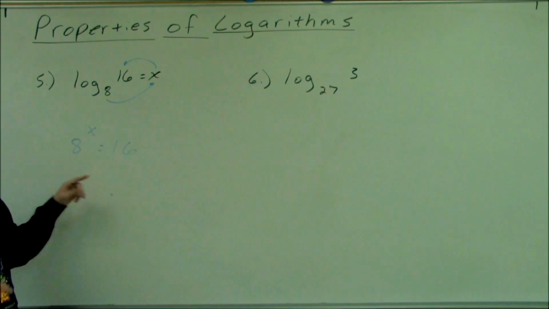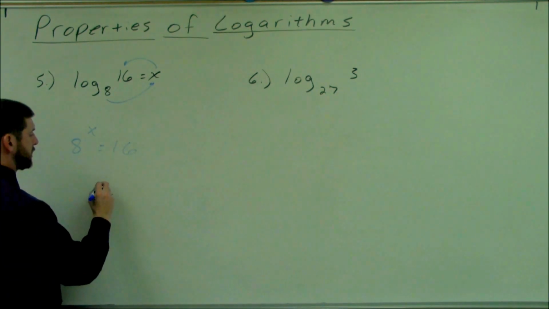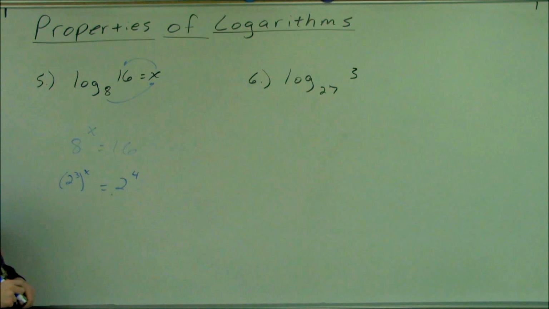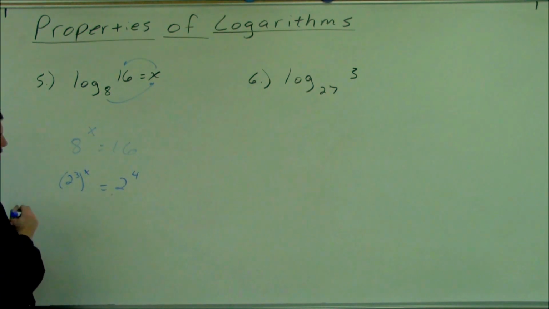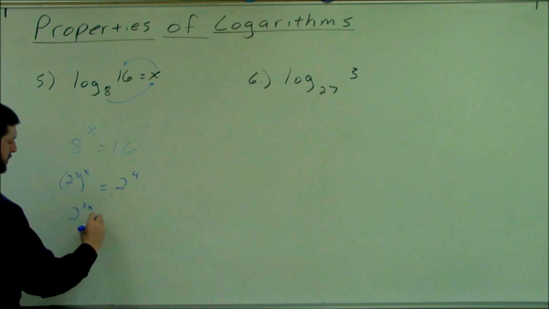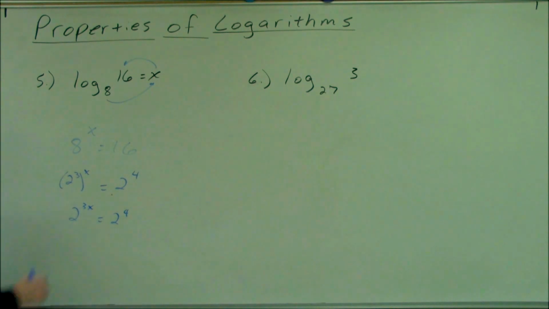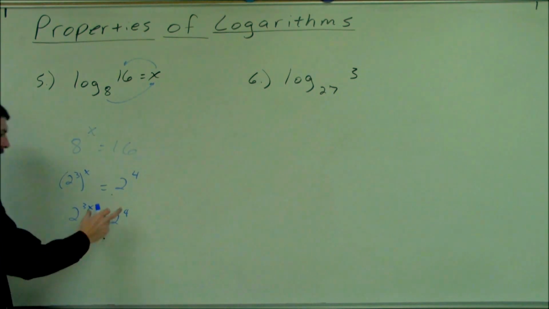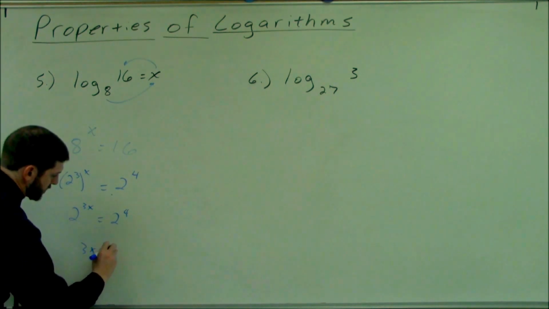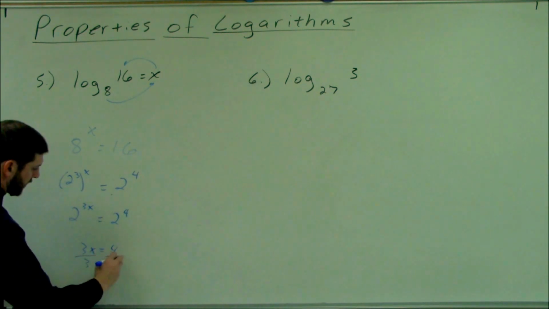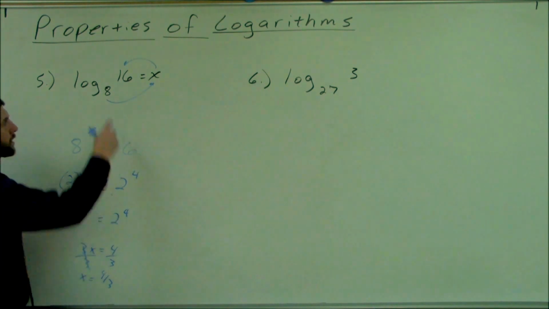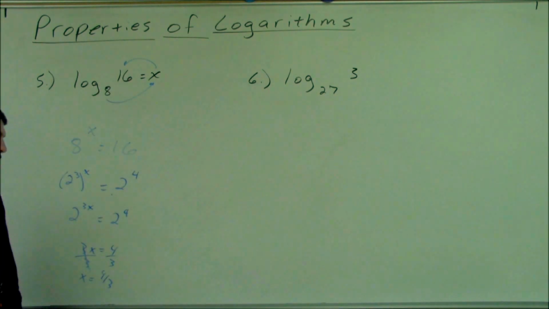So if I now look at them as bases of 2, 16 is 2 to the 4th power, 8 is 2 to the 3rd power. Now it should start to work out real nice. 2 to the 3rd to the x is 2 to the 3x, equals 2 to the 4th. If the bases are the same and they're equivalent, then what about the exponents? They must also be equivalent. So we can say 3x is equal to 4. Divide by 3, x has got to equal 4/3. And if you want to check that on a calculator, 8 to the 4/3 power will equal 16.